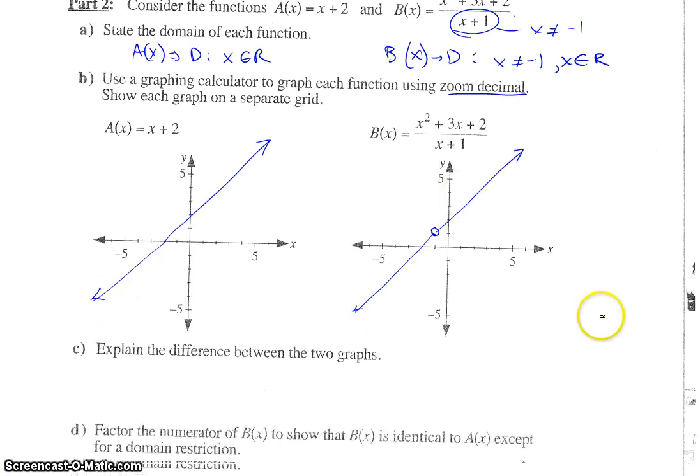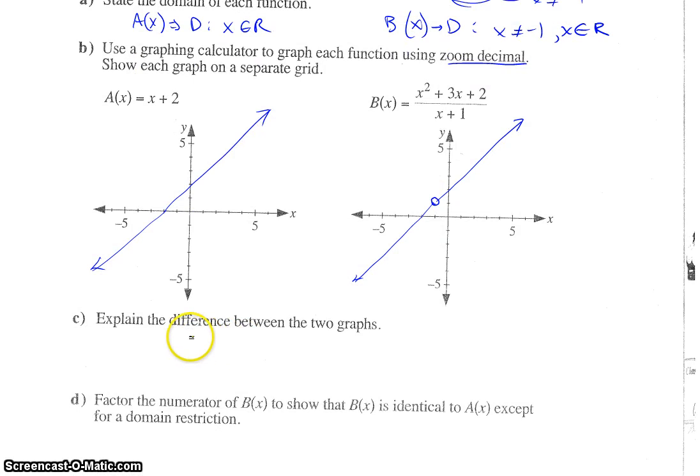Explain the difference between the two graphs. Well, the difference is b of x has a hole at x equals -1, or a point of discontinuity.